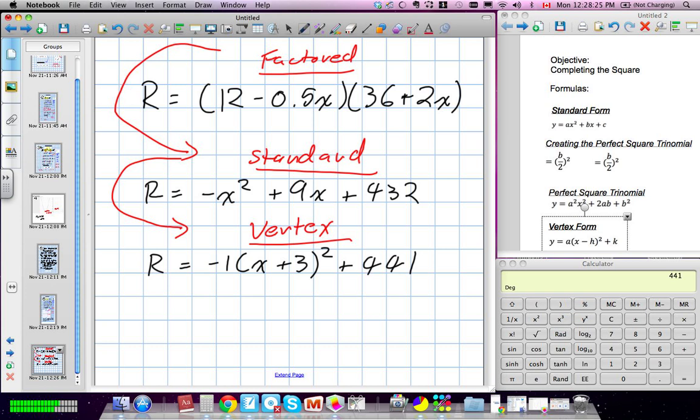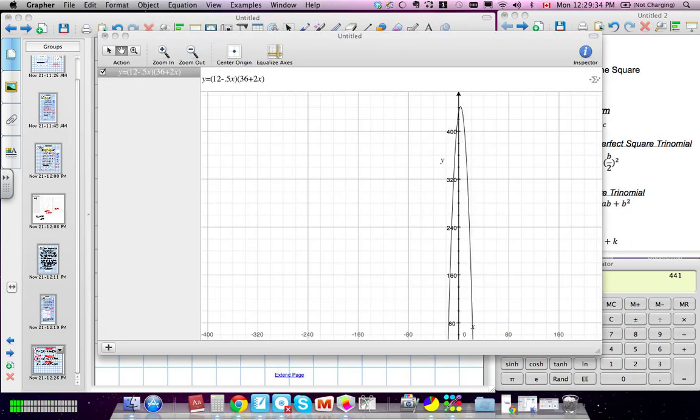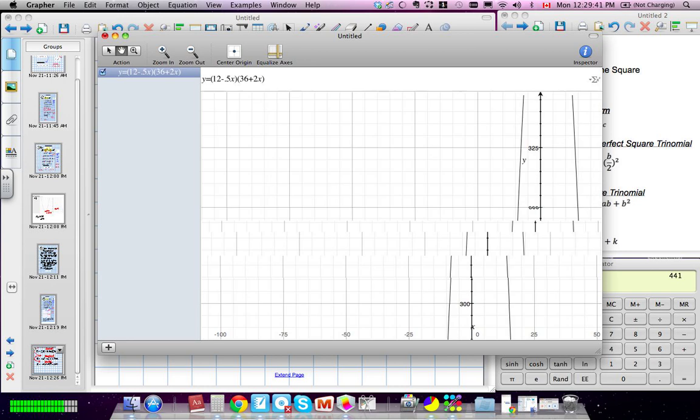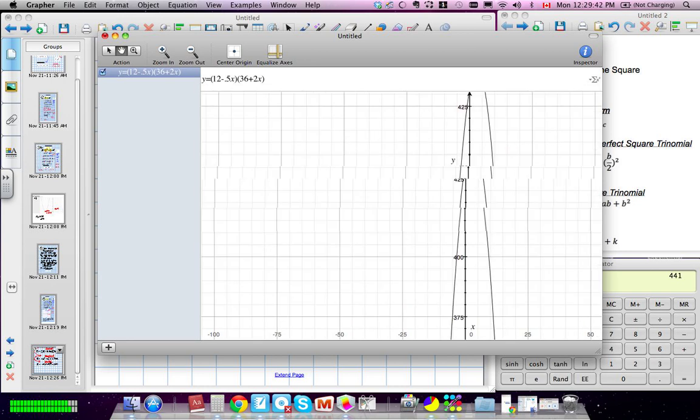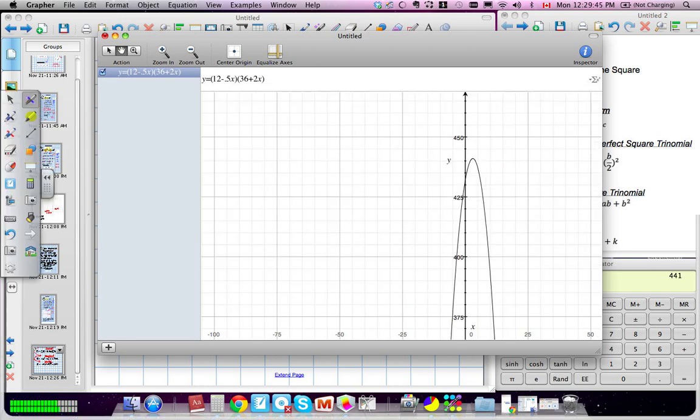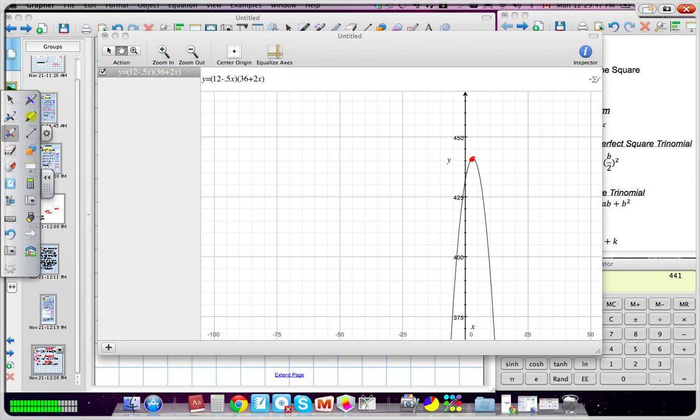We're going to plug all 3 of these equations into our grapher just to prove this. So we've plotted our first form, which is our factored form. We're just going to quickly zoom in a little on the vertex. And we discover that our vertex is at 3 and 441, which is exactly what we found in our vertex form. This right now, we are in our factored form. We're going to plug in the other 2 equations to see if we get the exact same thing.